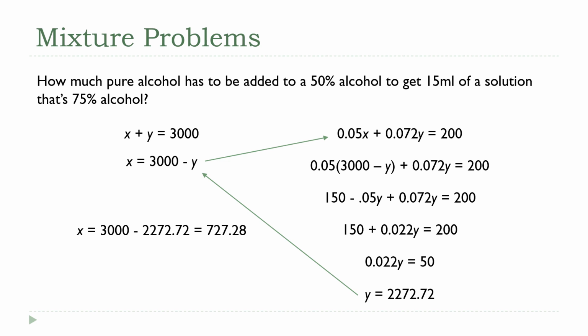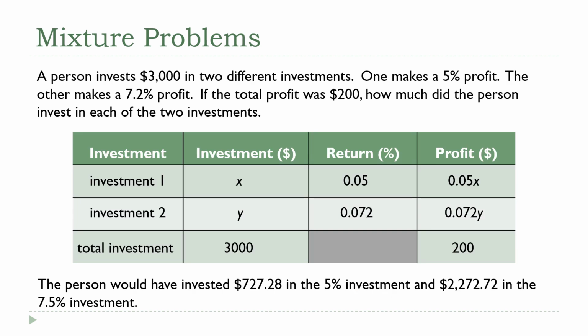So what's our answer? We haven't actually answered the question yet. Let's go back to the table. And you remember, X was the 5% investment. So the person would have invested $727.28 in the 5%, and the remaining $2,272.72 in the 7.2% investment.